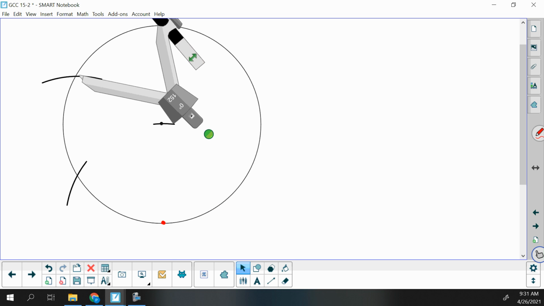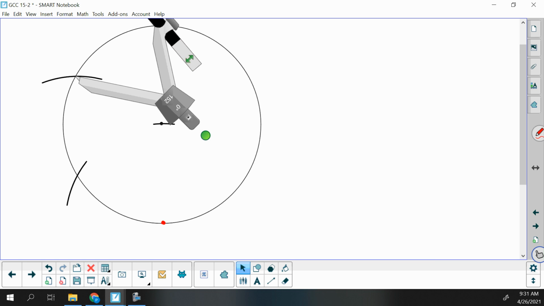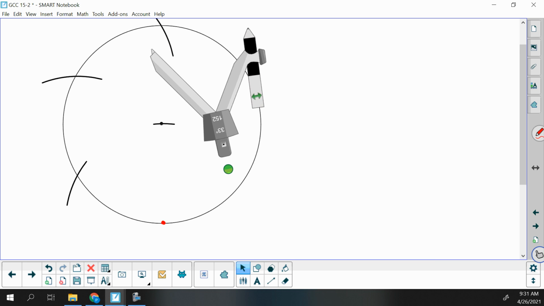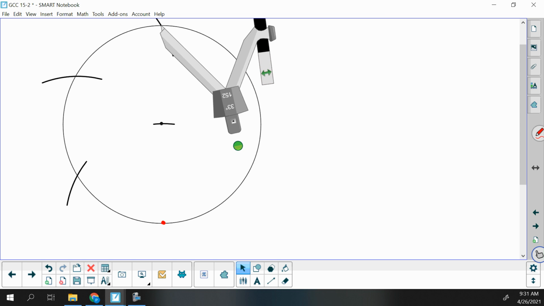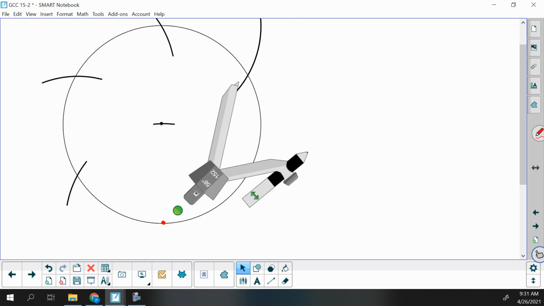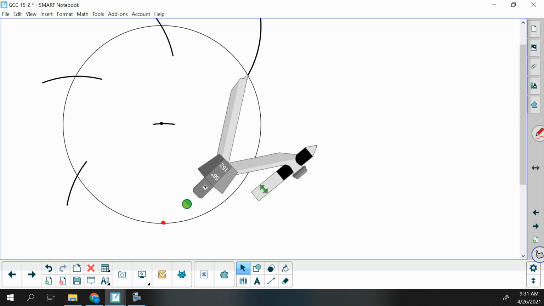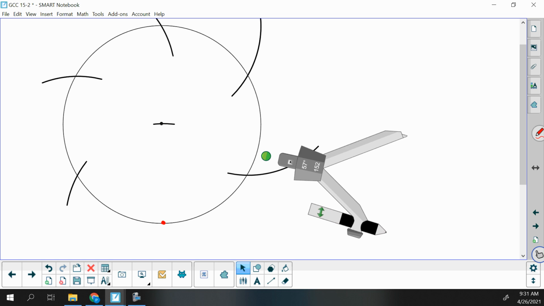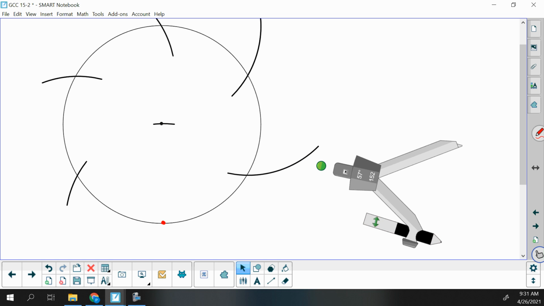Then put your point on the next intersection and mark that off on the circle. Put your point on the next intersection. Make an arc and mark that off on the circle. Notice we're keeping the compass opened at the same amount every time. And then do it one last time. So now we have 6 spots marked on the circle.